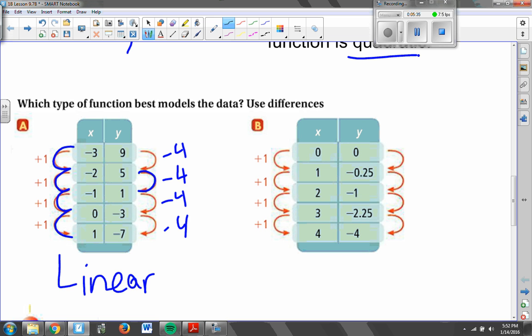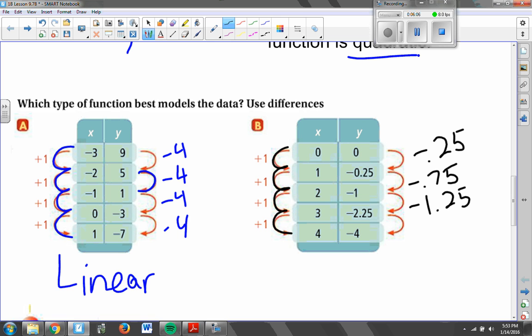Now let's look together at letter B. Again, in my x's, I'm adding 1, 1, 1, 1. That's good. In my y's, to go from 0 to negative 0.25, I took away 0.25. No way to multiply that one. To go from negative 0.25 to negative 1, I took away 0.75. To go from negative 1 to negative 2.25, I took away 1.25.